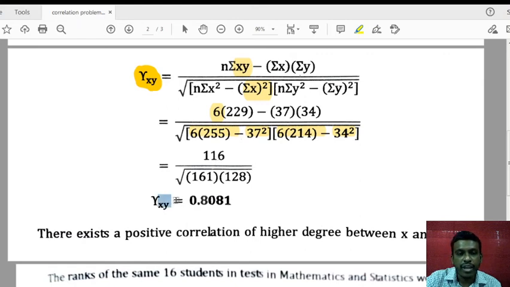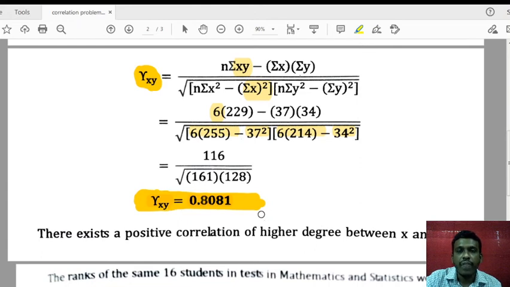So the answer that we get if we use the calculator is Rxy, that is, the correlation coefficient between x and y is 0.8081.